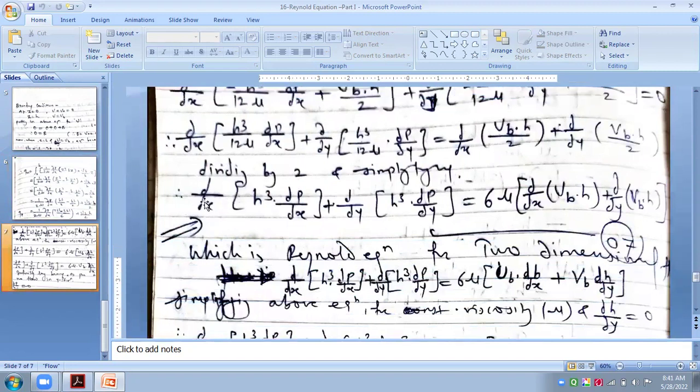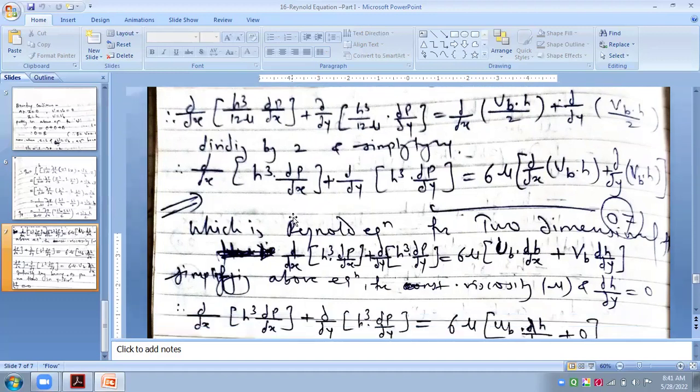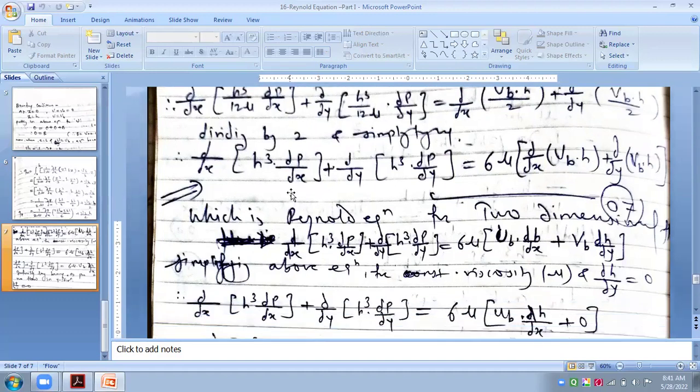We finally get del by del x of the bracket h cube into del P by del x, plus del by del y of the bracket h cube into del P by del y, is equal to 6 mu times the bracket del by del x of UB into h plus del by del y of v into h. Simplifying again, this equation, which we can call equation number 7, is the Reynolds equation for two-dimensional flow.